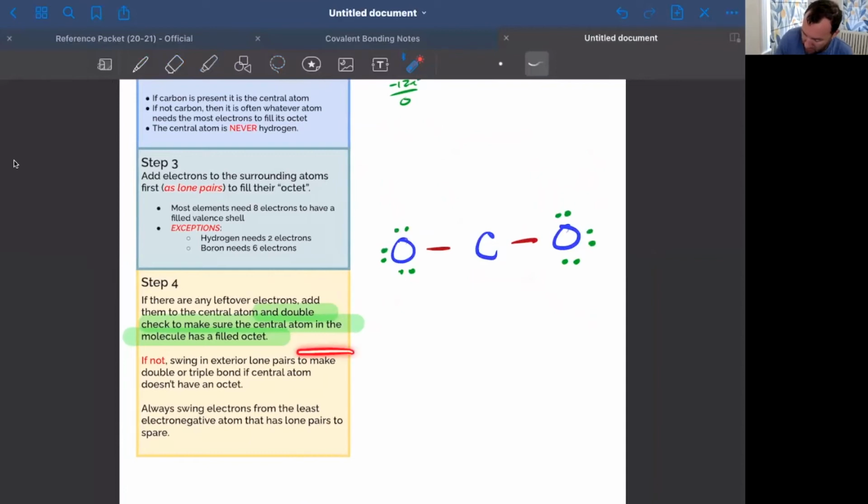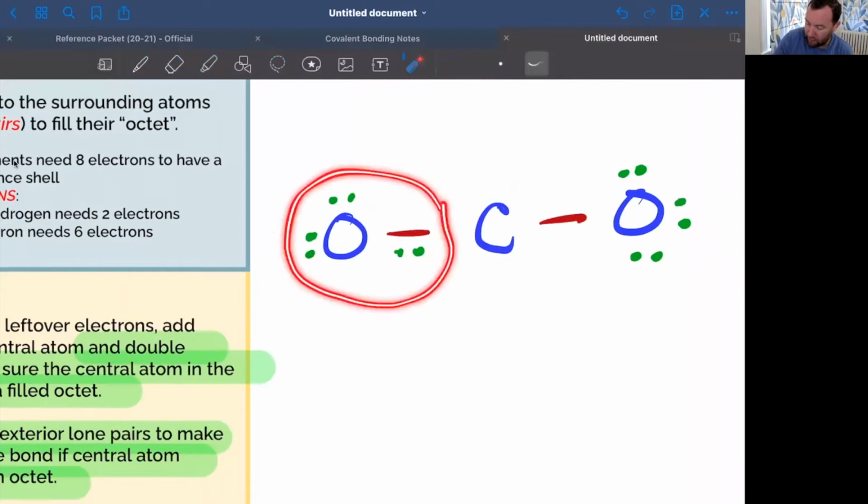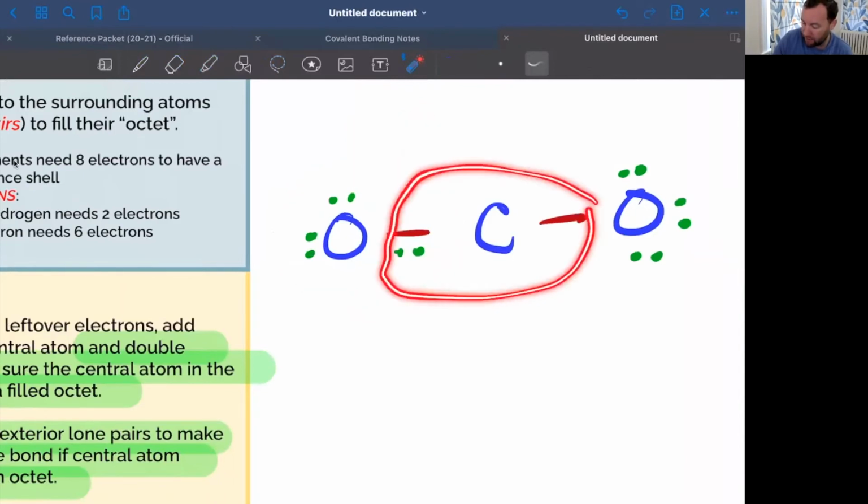So if I do not have an octet, what I have to do is swing in exterior lone pair electrons to make double or triple bonds if the central atom does not have an octet. What does that look like? Well, it looks like this. I come up here and I take these electrons and I literally swing them in. And look at this. By adding those electrons to make it a double bond, I still have 8 electrons around that oxygen. That oxygen did not lose any electrons, but now I have 6 electrons around carbon, okay?